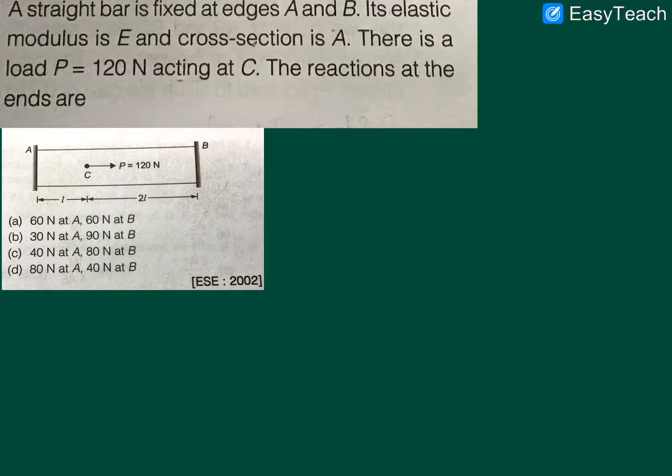So this was a question asked in 2002 in the engineering service examination. It's a theoretical question. Question: A straight bar is fixed at edges A and B. The elastic modulus is given as E and the cross section is A. There is a load of 120 Newton acting at C. The reactions at the ends are.